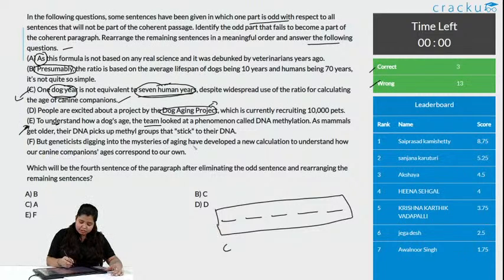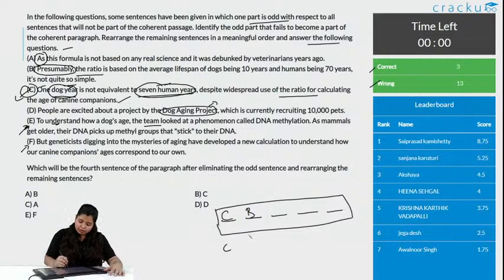"But geneticists digging into the mystery of aging", here we have "but", that means it must have a sentence before. So, one sentence we get here as a subject is C. What is the other sentence correlated to C? Let us see. 1 dog year is not equivalent to 7 human years despite widespread use of the ratio for calculating the age of canine companions. So, we know the ratio is given here. We have the ratio in the second, that is, presuming the ratio is based on the average lifespan of dogs being 10 years and humans being 70 years is not quite so simple. So, we know B and C make a pair, they are correlated, they have a linkage.